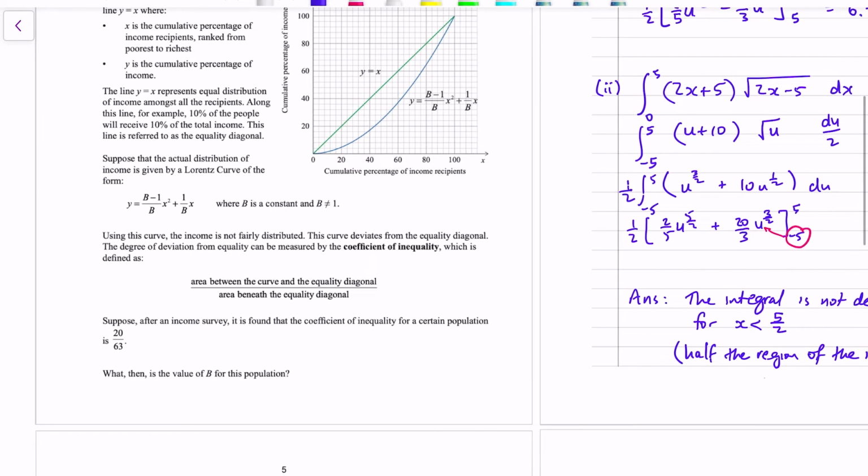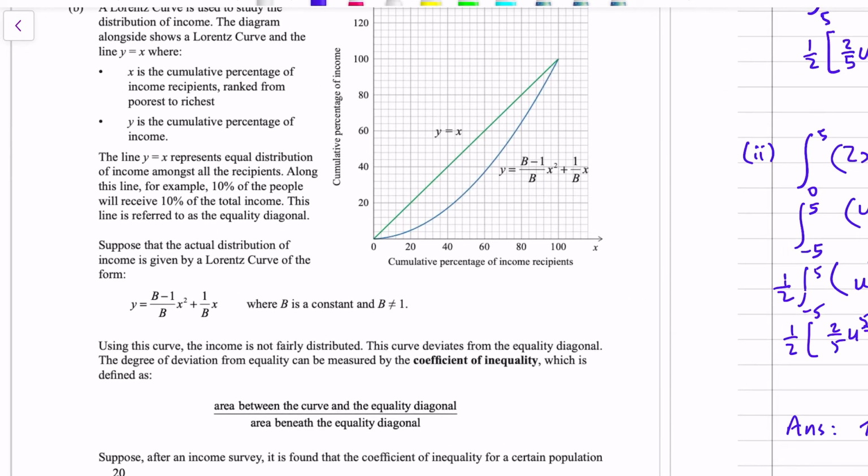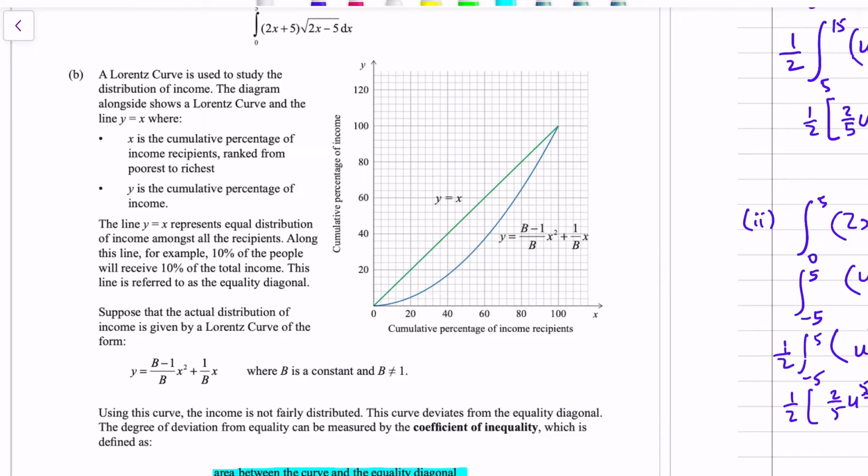Okay, the second problem gives you an unfamiliar integral to work out. If you read through the problem, we've got to find two areas: the area between the curve and the equality diagonal, and the area beneath the equality diagonal. Now, the graph is actually misleading. If you substitute 100 in for the x value of both of these expressions, we get two completely different y values.